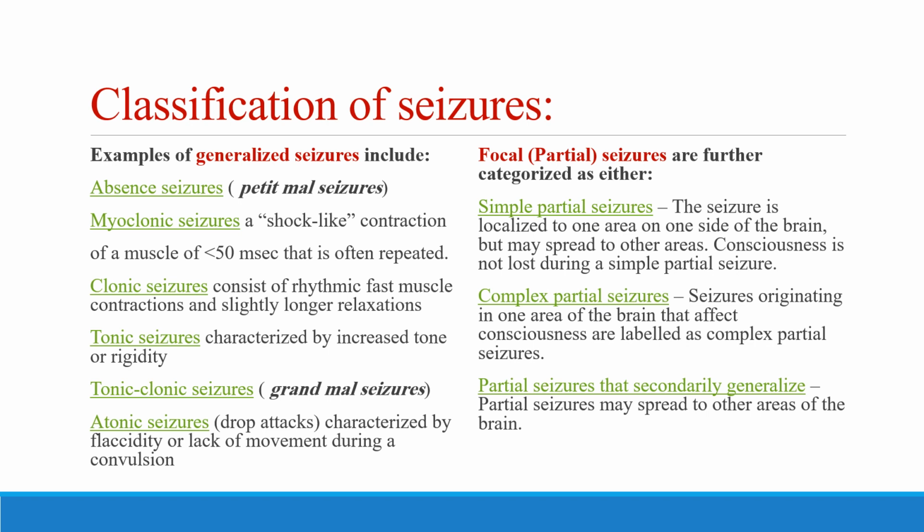While focal or partial seizures are further categorized as either simple partial seizures, which are localized to an area of one side of the brain but may spread to other areas, and consciousness is maintained; complex partial seizures, seizures originating in one area of the brain but affecting the conscious level; while partial seizures that secondarily generalize are partial seizures that may spread to other areas of the brain.